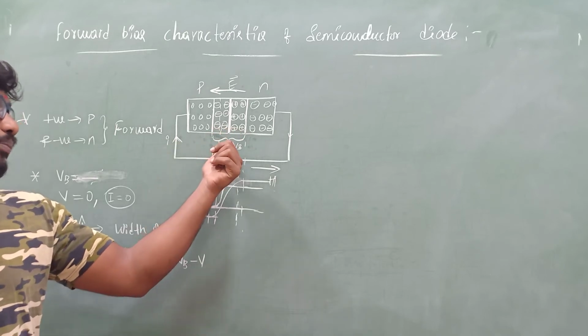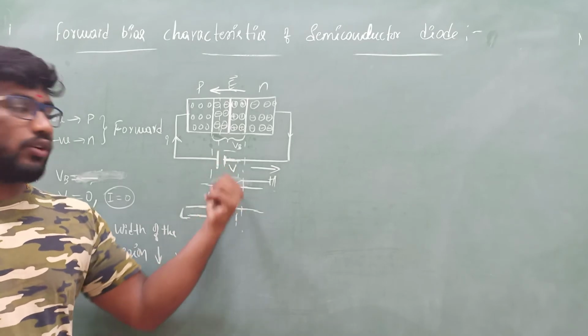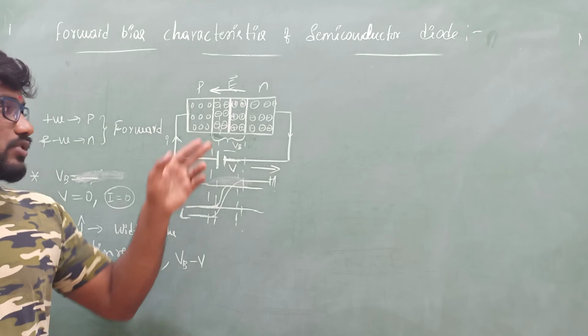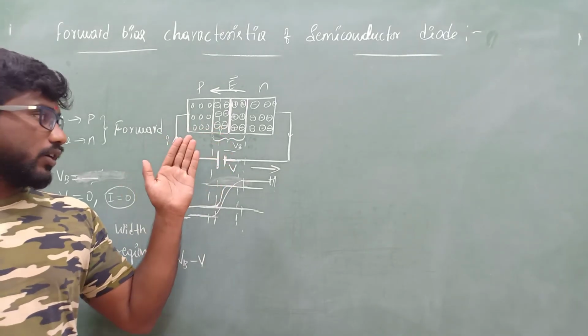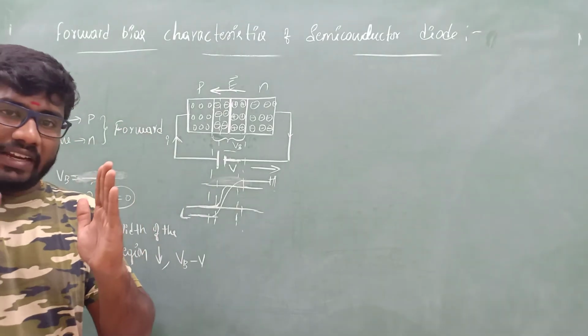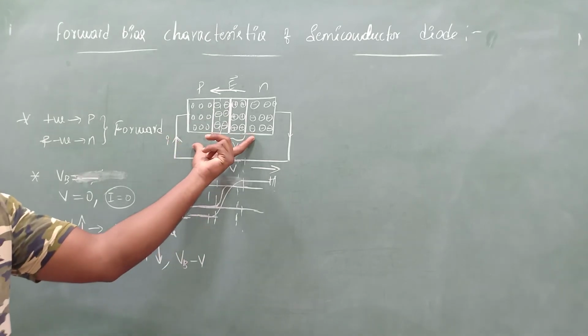And here the barrier potential, we have some value. Here we are going to increase the value of what? Applied voltage. So when you take the difference between these two, the resultant voltage also goes on decreasing. Due to this decrease in voltage, the barrier potential, the width of the depletion region goes on decreasing.